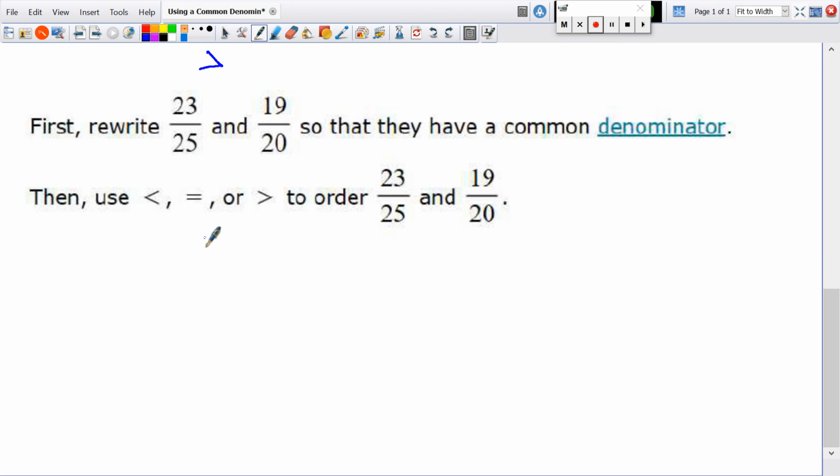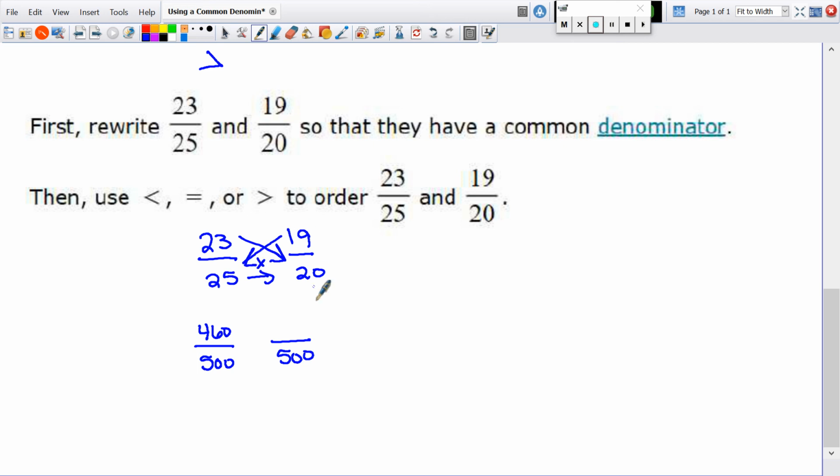The next one, 23 over 25, and 19 over 20. I'm going to multiply the denominators, so 25 times 20 is 500. Start with the left-hand corner and cross multiply. 23 times 20 is 460. Go the other direction. 19 times 25 is 475.